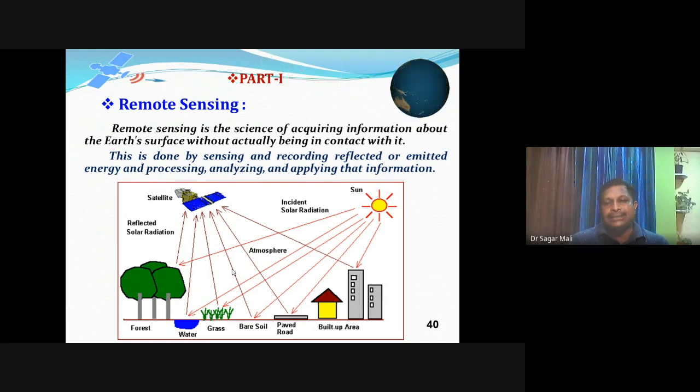So let's see what remote sensing is. This entire function, right from the sun to the application, works in different phases. So what is remote sensing then? Remote sensing is the art and science of acquiring information about an object without being in physical contact. And how does it work? It is done by recording the reflected and emitted radiation, processing that radiation, analyzing it, and applying this information for various applications. So that is simply remote sensing.